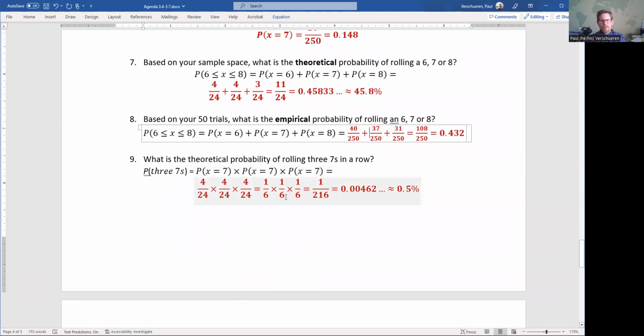The theoretical probability of rolling 3 7s in a row, this came up in class, but when you need 3 things to happen, all 3 of them happen, you need this and this and this, that's very unlikely. In fact, it's 1 out of 216. There's about a 0.5% chance that you would roll 3 7s in a row. So the main idea is just defining theoretical and empirical probability and starting to get introduced to some of these probability rules, when you use addition, when you use multiplication.